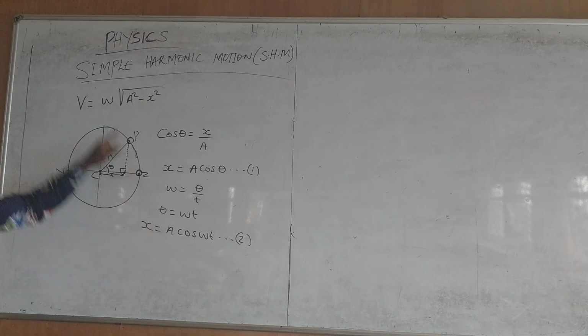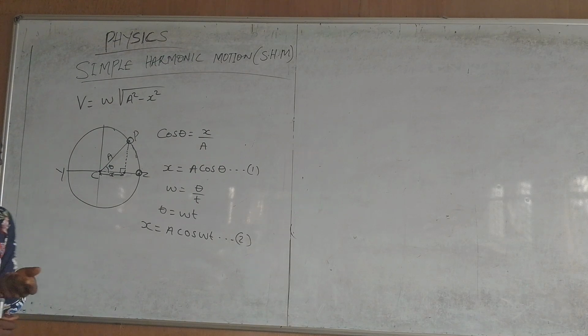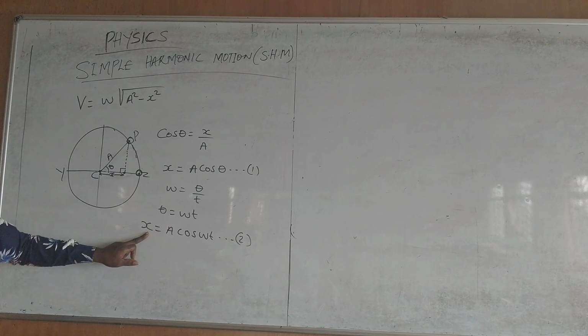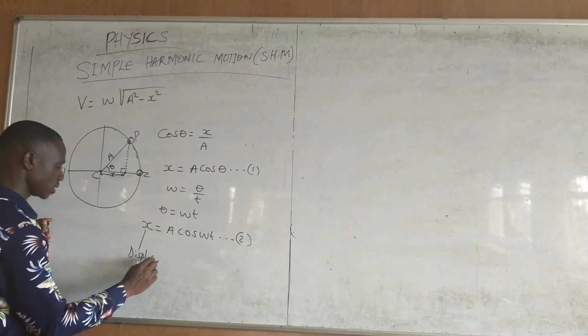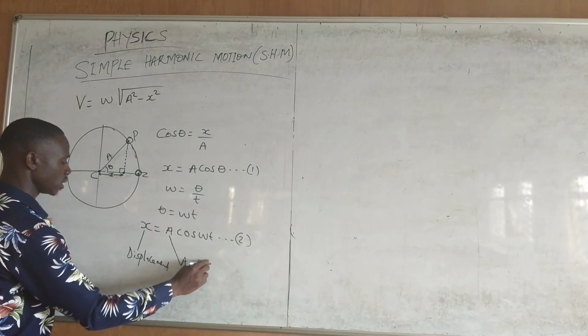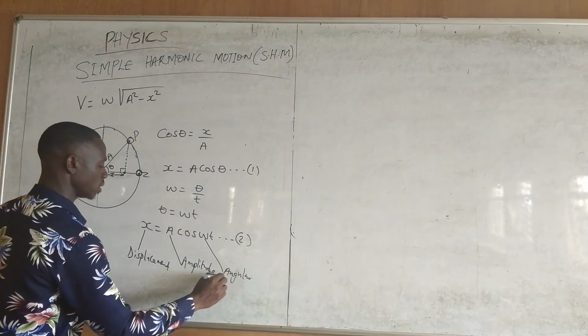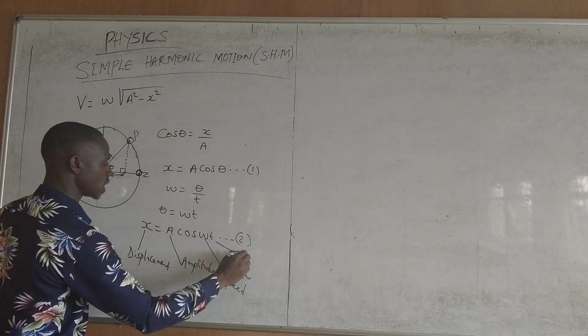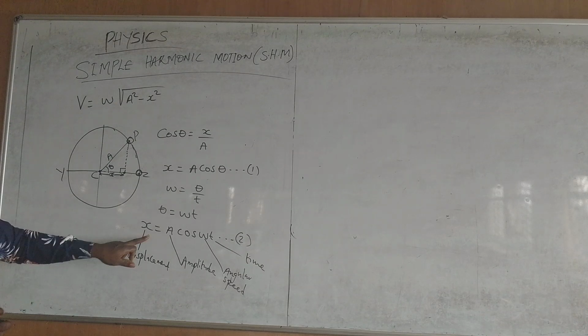For you to be able to arrive here, you must be conversant with differentiation in your mathematics or further mathematics, especially how to differentiate trigonometric functions. So x is our displacement from the equilibrium position, A is our amplitude, omega is our angular speed, and t is our time.